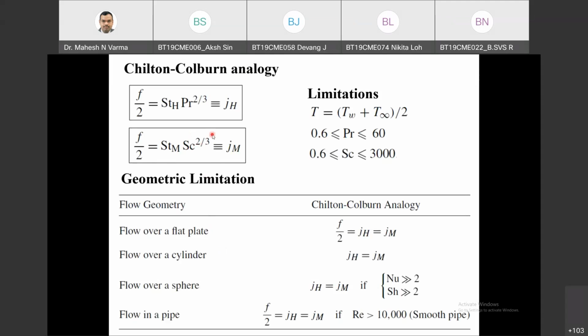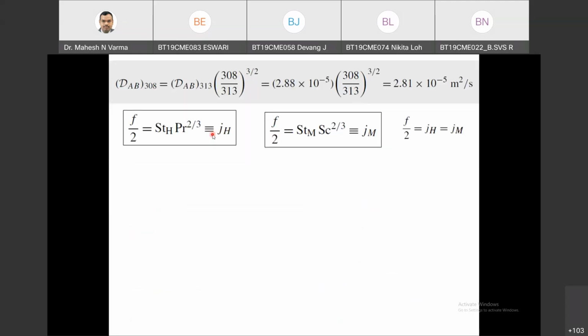What is Schmidt number? Roll number 83. Ishwari. Sir, Schmidt number is 0.58. Okay. What is the formula for Schmidt number? Sir, nu by DAB, sir. Okay. DAB at 308 Kelvin. Yes, sir. And what is nu? Sir, nu is velocity, sir. So bulk velocity is given. Okay, bulk velocity is given.